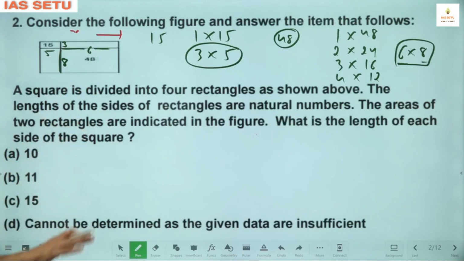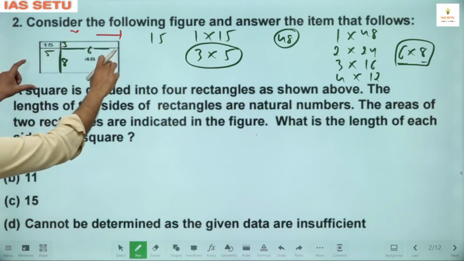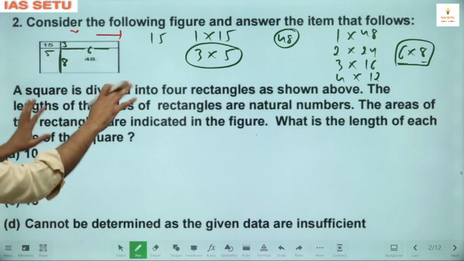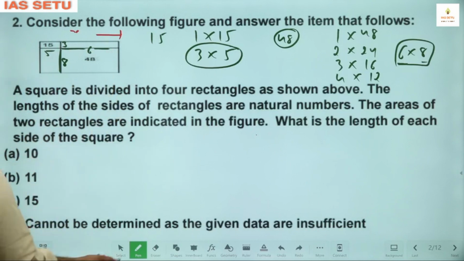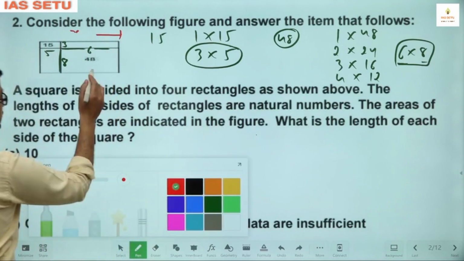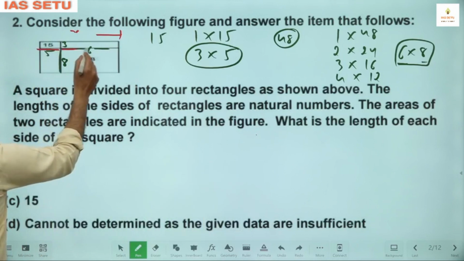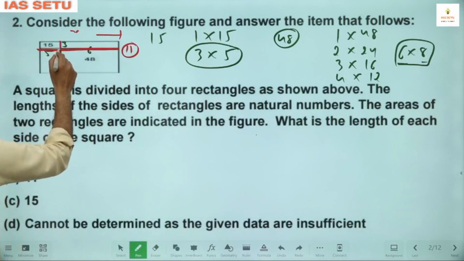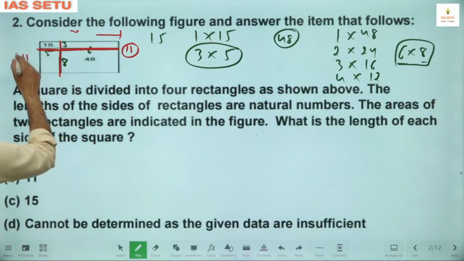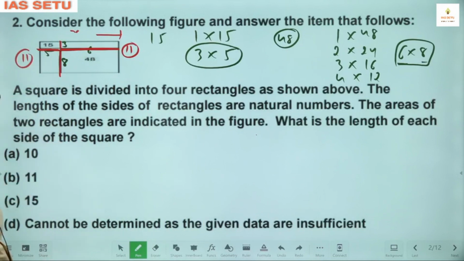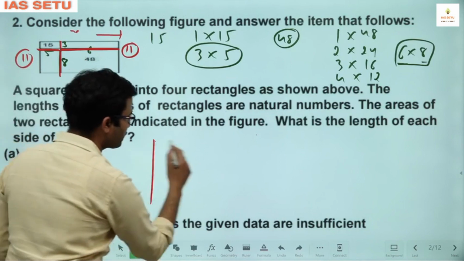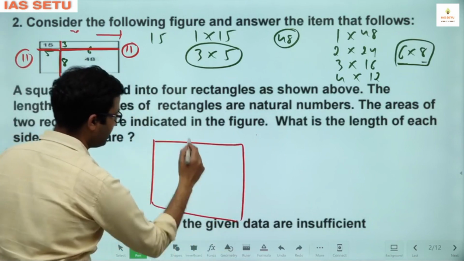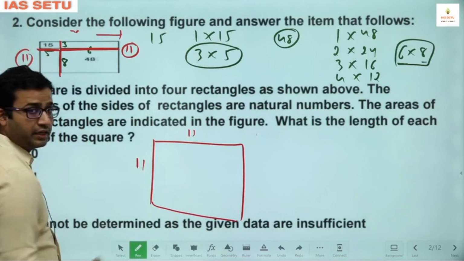I already told you the diagram is not to scale, because this figure is actually a square, but it seems like a rectangle. This side is 5, this side is 6, so the total becomes 11. Here also 3 plus 8 becomes 11, so it fits. So here we had a square of side 11 centimeter by 11 centimeter.